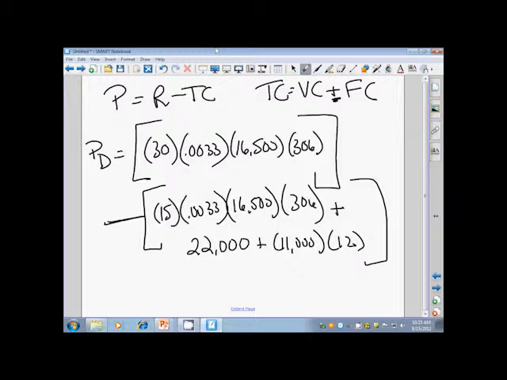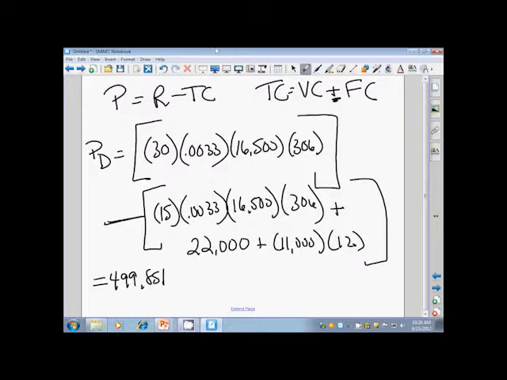So now I need to do the math. And if we take a look at our basic mathematical operations and rules, I'm going to stay within my brackets and stay within the parentheses within the brackets first. So my revenue is going to be 30 times 0.0033 times 16,500 times 306. 499,851 is what I got.